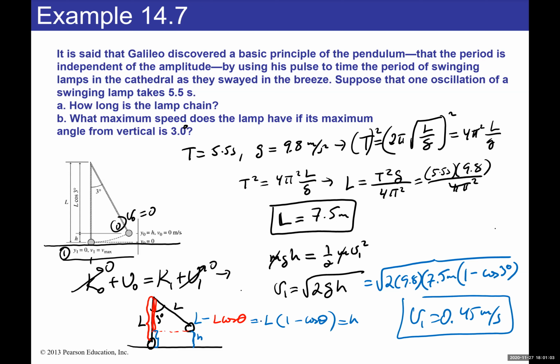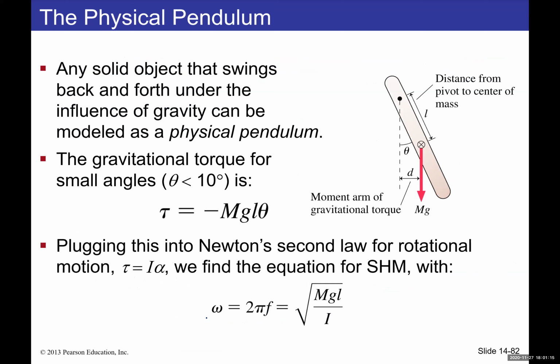Again, we are using this where h equals L minus L cosine theta, or factor out L, and that's basically for our height. All right, so we also have what we call a physical pendulum. The physical pendulum is basically a solid, rigid object. Any solid object that swings back and forth under the influence of gravity can be modeled as a physical pendulum.